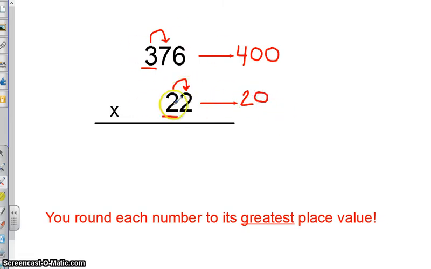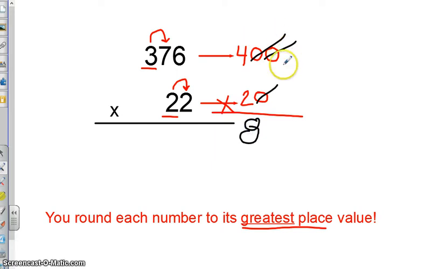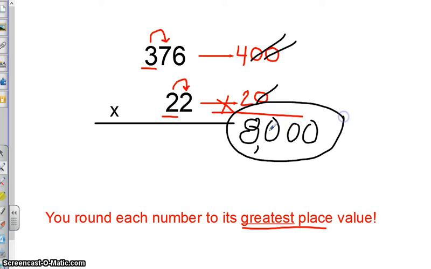So we've rounded both of these numbers to their greatest place. We rounded this to the hundreds place, we rounded this to the tens place. Now we can quickly multiply using our zeros rule, right? We cross off our zeros, pretend they're not even there. 4 times 2 is 8. However many zeros we crossed off, that's how many we have to add back at the end. So 1, 2, 3, 1, 2, 3. So 376 times 22 is about 8,000.